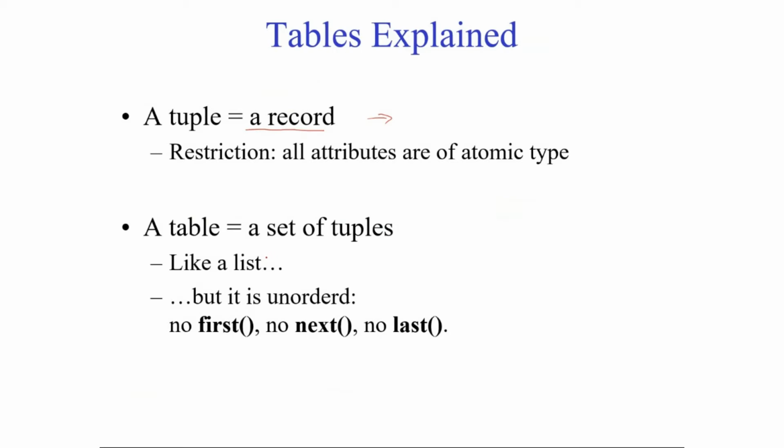Then a table, from another understanding, is a set of tuples. It's like a list, right? But it is unordered. A list generally has some order, but this is unordered. So there is no first, there is no next, and there is no last. All of the records have equal privilege. So there is no first, no next, and no last in a table.